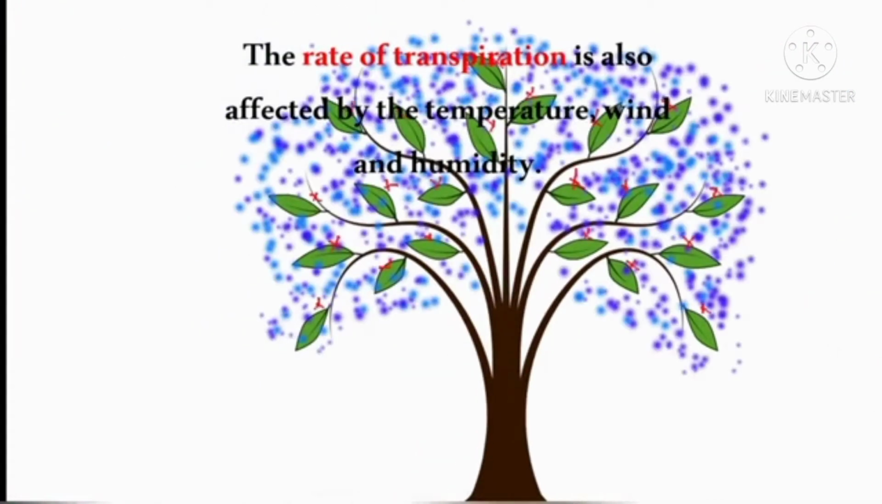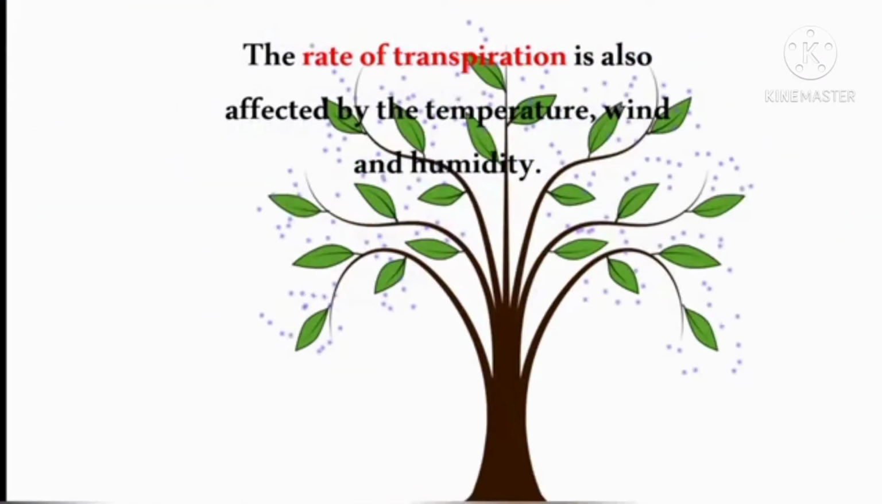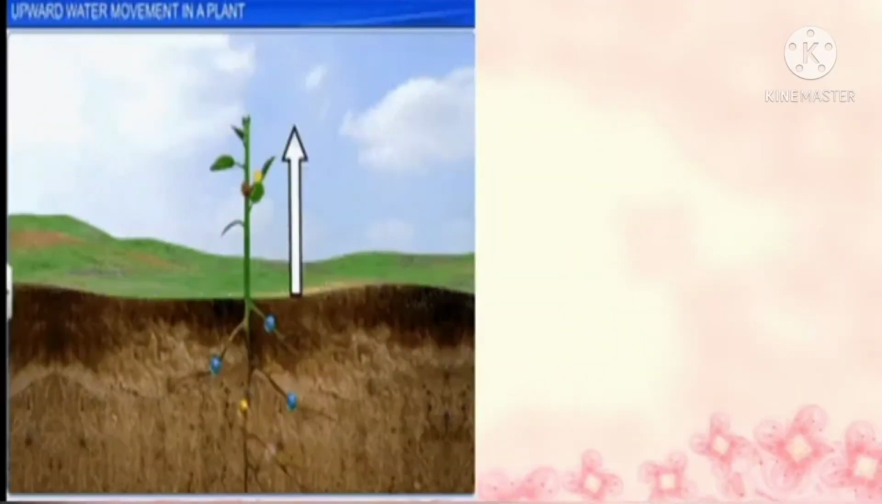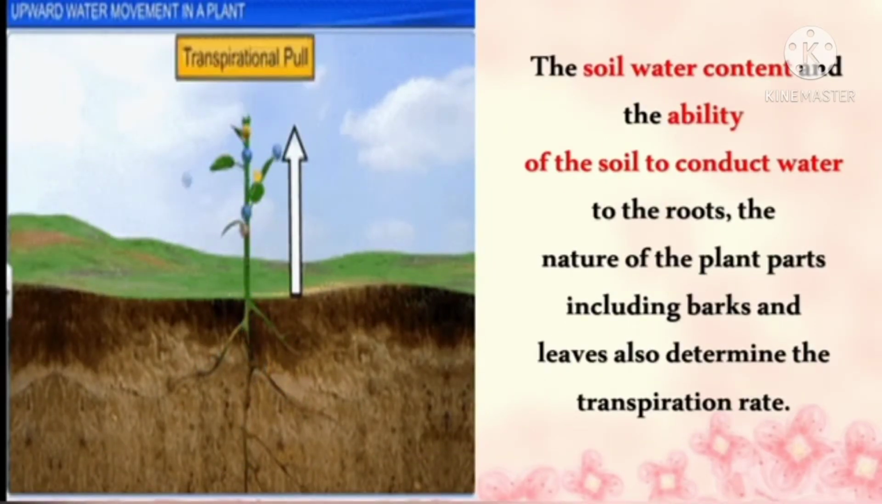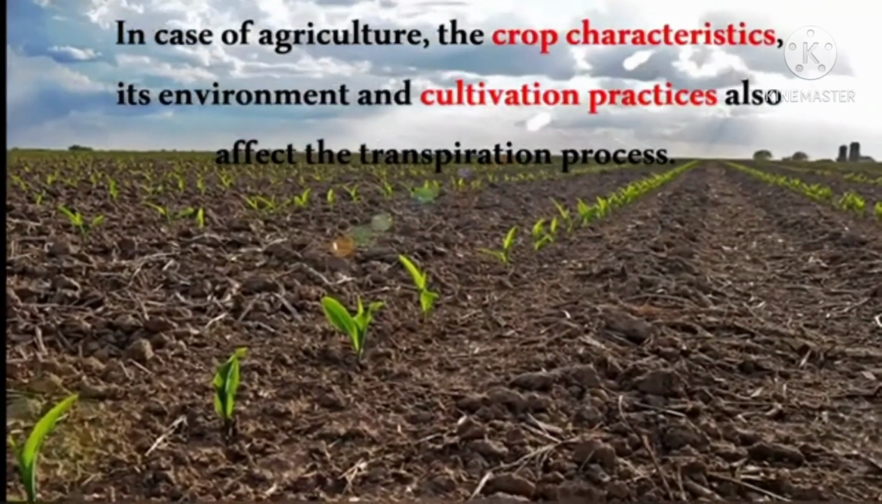The rate of transpiration is also affected by temperature, wind and humidity. Then the soil water content and the ability of the soil to conduct water to the roots, and the nature of the plant parts including barks and leaves, also determine the transpiration rate.